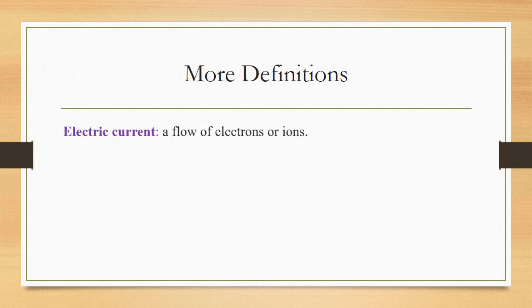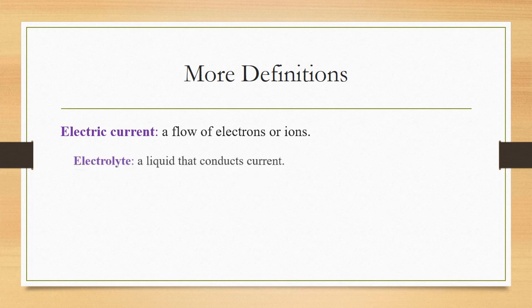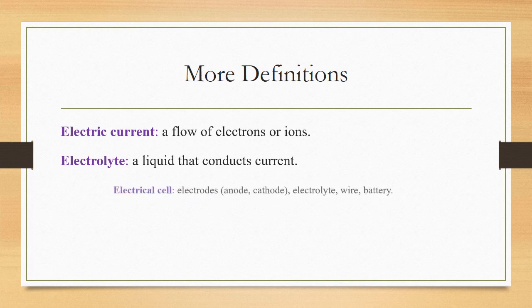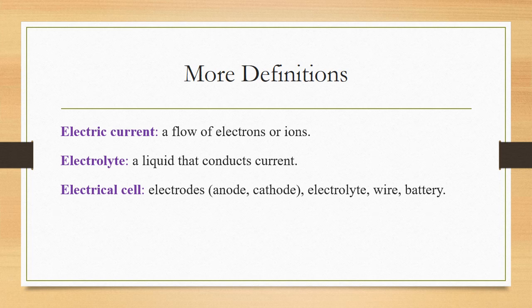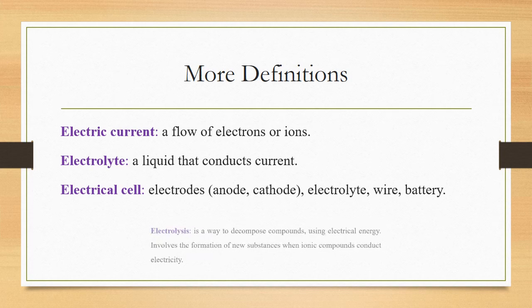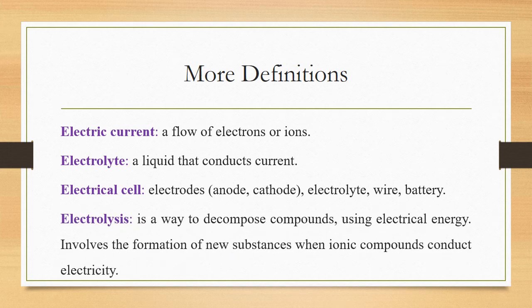There are a few more definitions you also still have to be familiar with in order to understand this topic, like electron current, which is the flow of electrons or ions, an electrolyte, which is a liquid that conducts current, electrical cell, it's kind of similar to physics, like anodes and cathodes, electrolytes, a wire and a battery, and electrolysis itself, which is a way to decompose or break down compounds using electricity. And it involves the formation of new substances when ionic compounds conduct electricity.